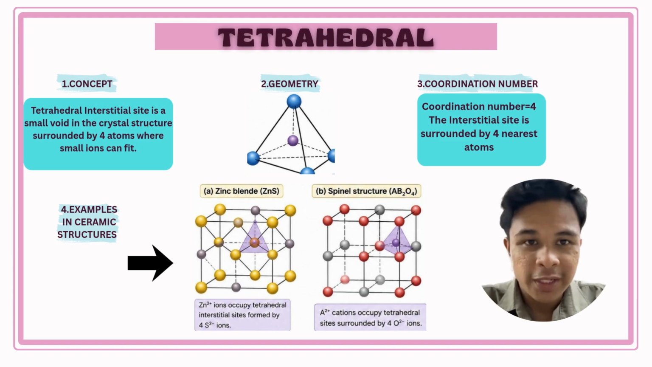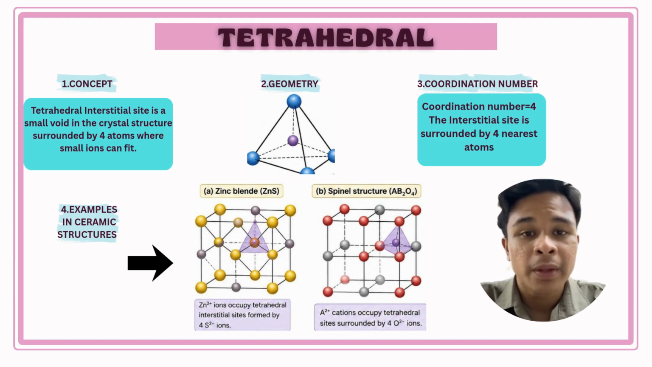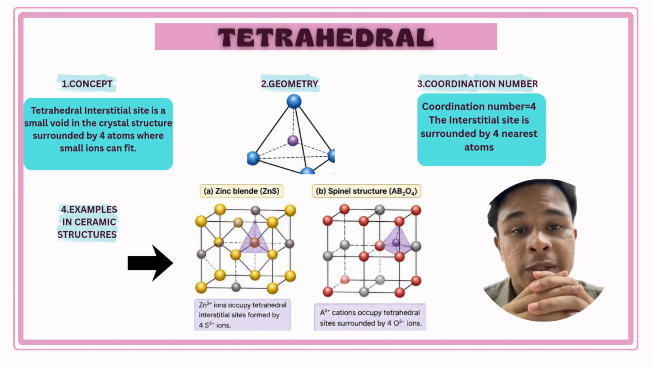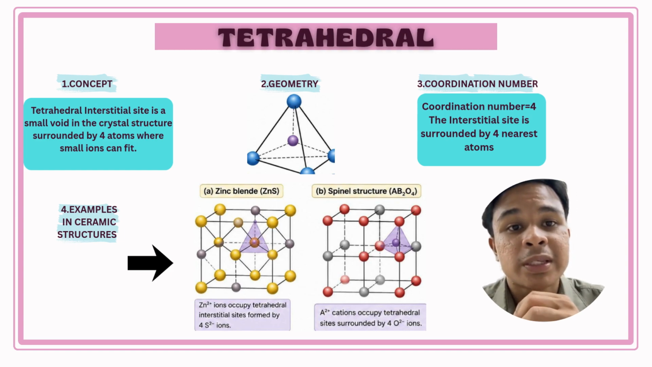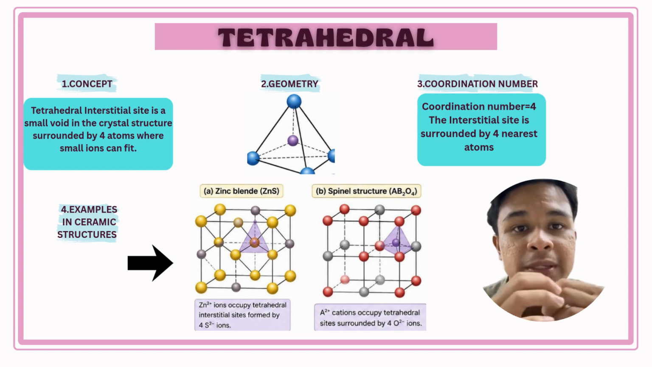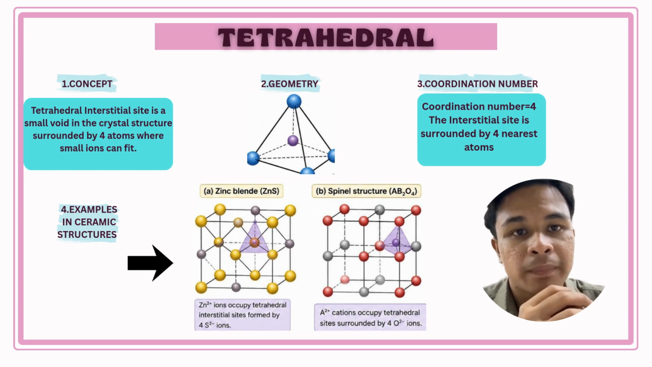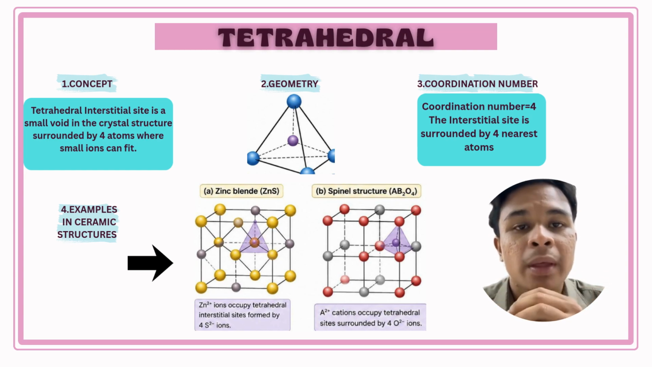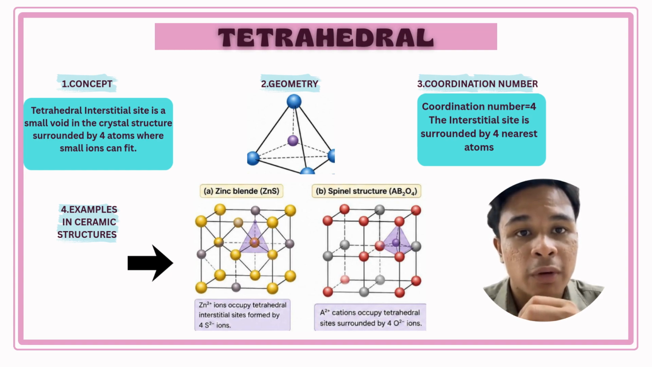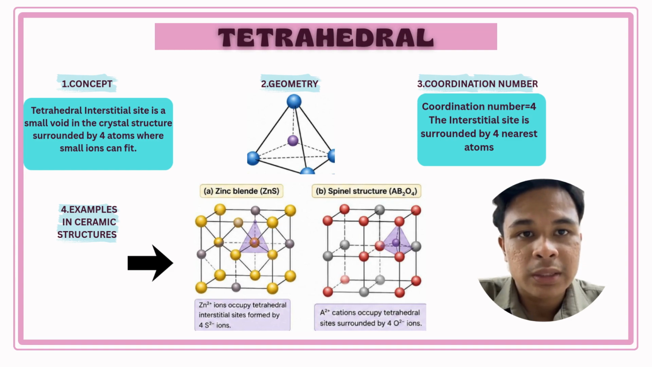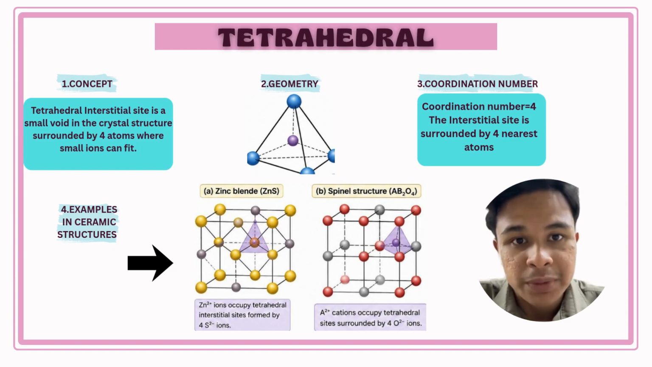Okay, for this slide, I will explain about the tetrahedral interstitial site in ceramic materials. A tetrahedral interstitial site is a small empty space inside a crystal structure, and small ions can fit into this space. As you can see in the diagram, this space is surrounded by 4 atoms. These 4 atoms form a shape called a tetrahedron, which is why it is called a tetrahedral site. There are 4 surrounding atoms, and the coordination number is also 4. This means each interstitial site is touching its 4 nearest atoms.